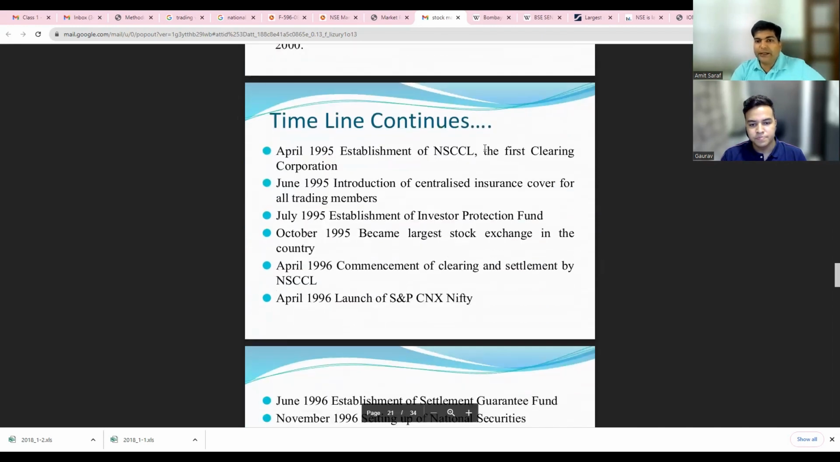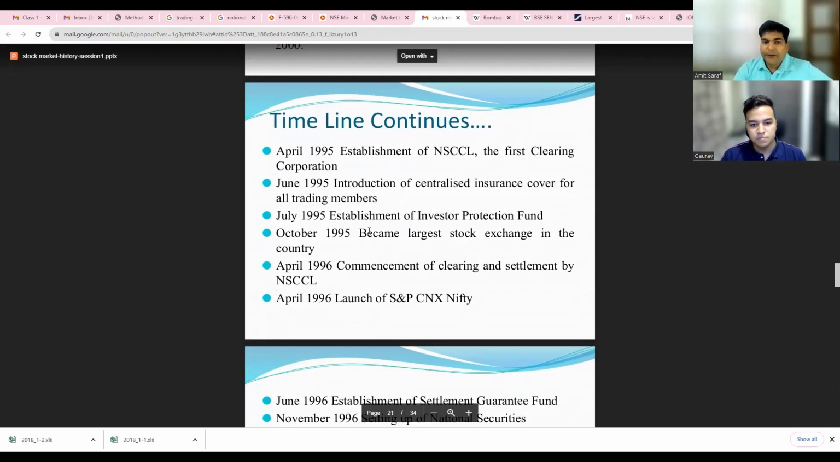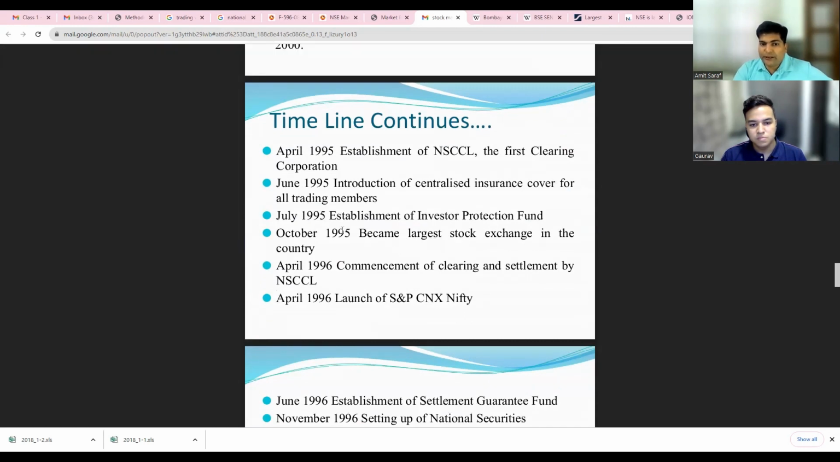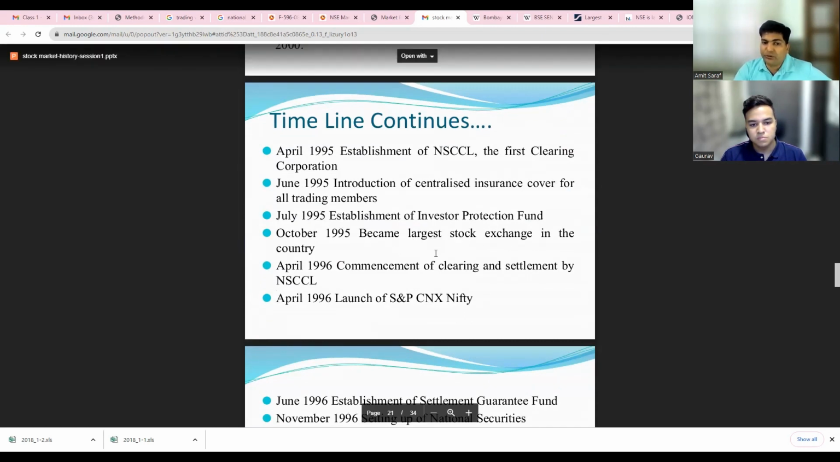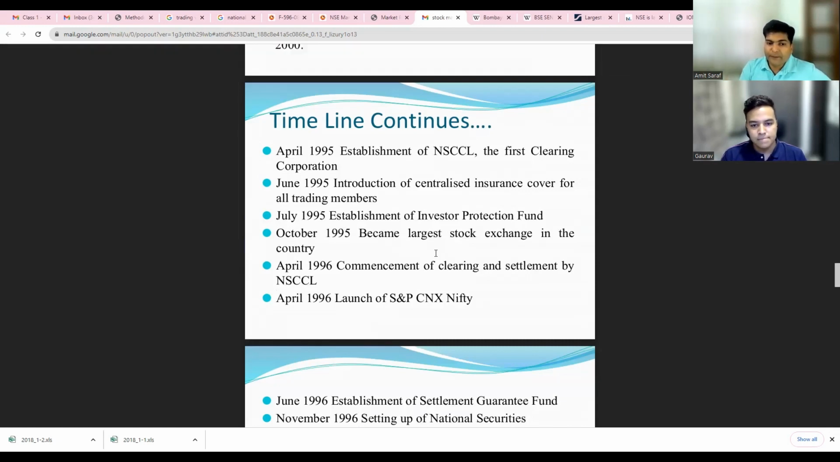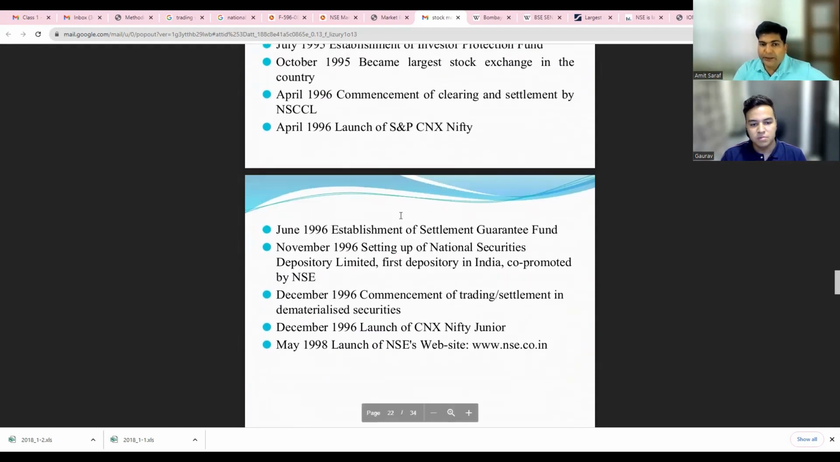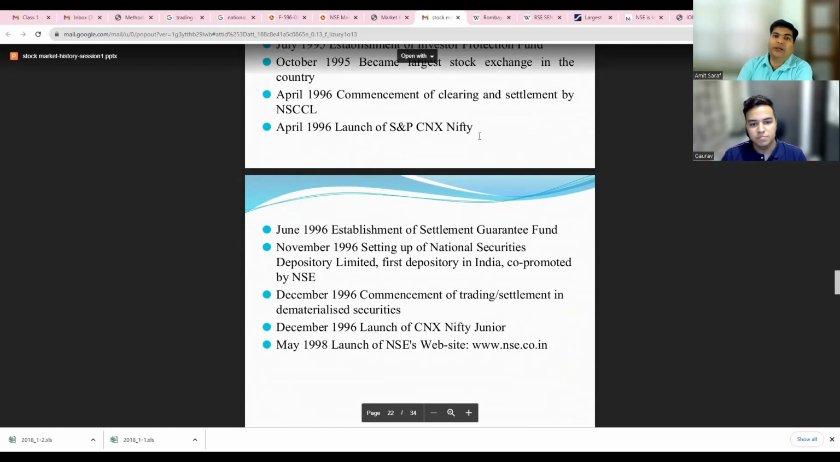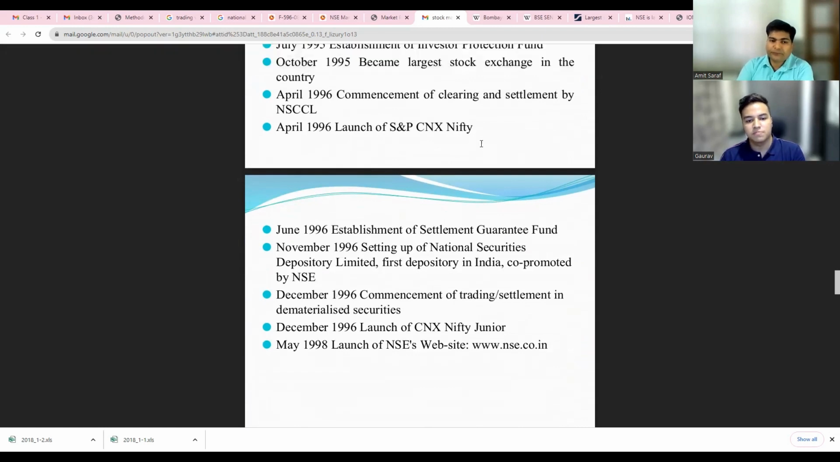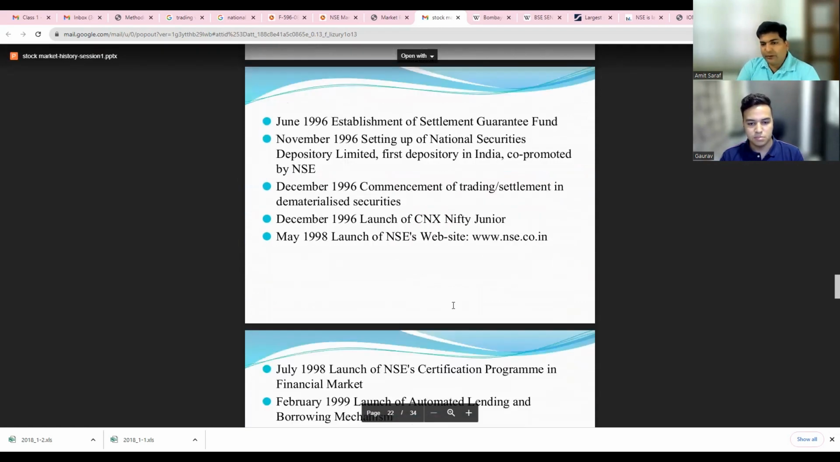So in 1995, we saw the National Securities Clearing Corporation developed, and the Investor Protection Fund was set up. In 1995, NSE became the largest stock exchange. So just within a couple of years of its inception, NSE was able to overtake BSE, and then came the index S&P CNX Nifty. So Nifty is based upon 50 scripts. We also call it NSE Nifty 50. And then the settlement guarantee fund and all these things.